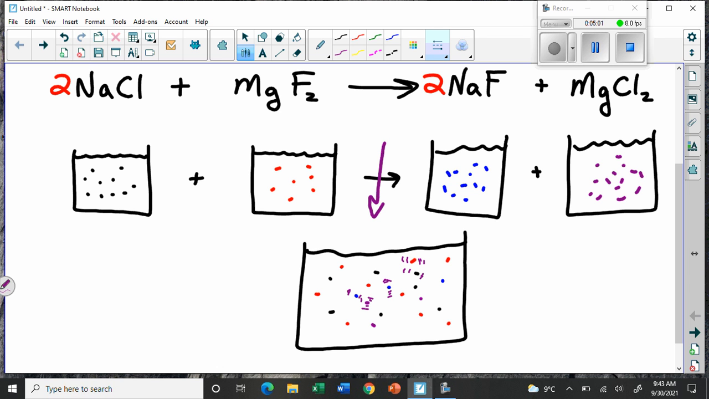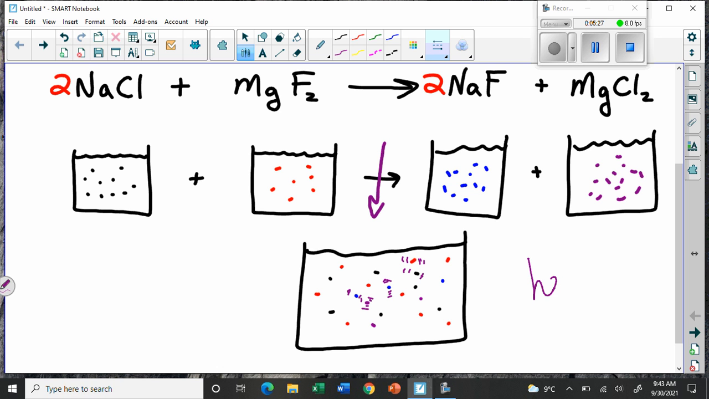And of course, if you jiggle and shake a little bit, then you're only moving a little bit. But if you jiggle and shake a lot, chances are you might bump into somebody else, right? So the more jiggling and shaking there is, the greater the chance you'll bump into somebody else and trade partners and make the reaction happen. What makes these particles jiggle?